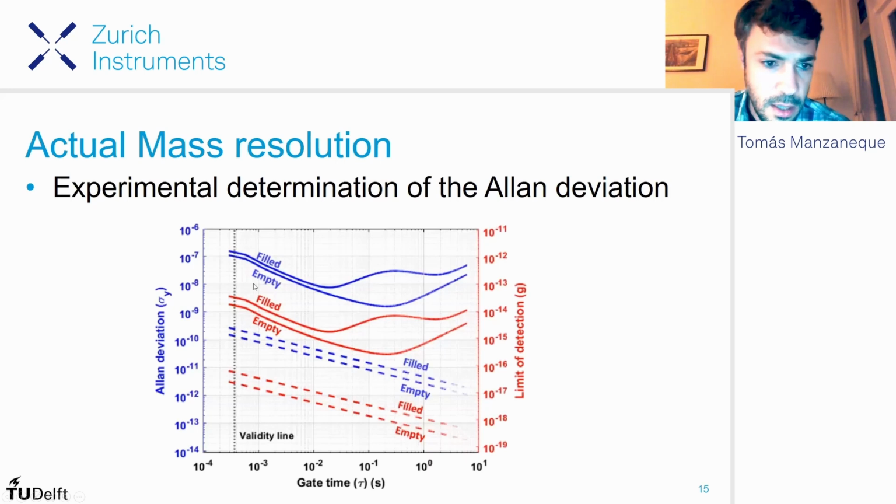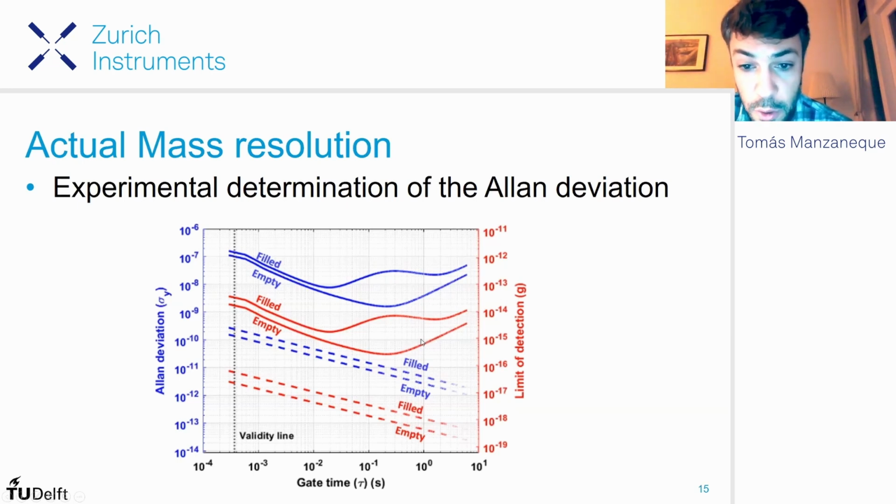You can see here in blue, they correspond to the measured Allan deviation versus the gate time. And then in red, they are translated into mass resolution. And we see that our real limits are more at the femtogram level.